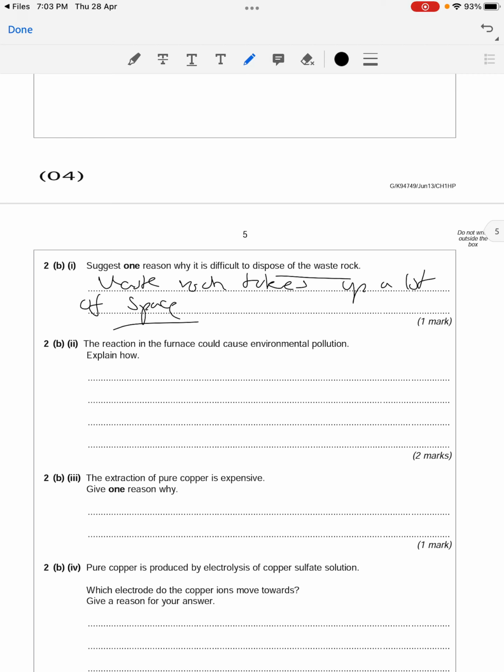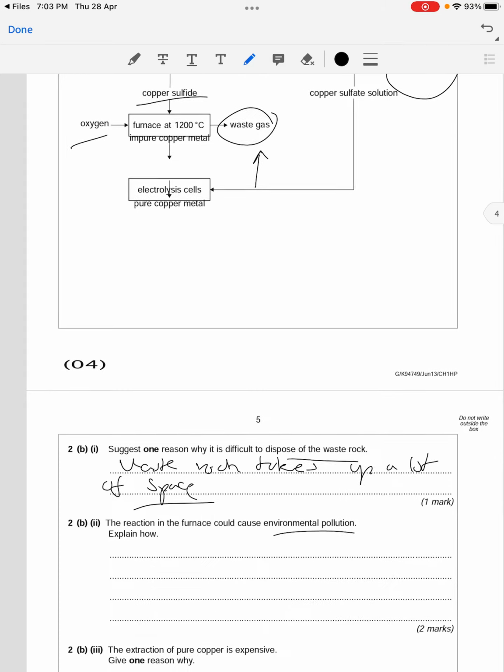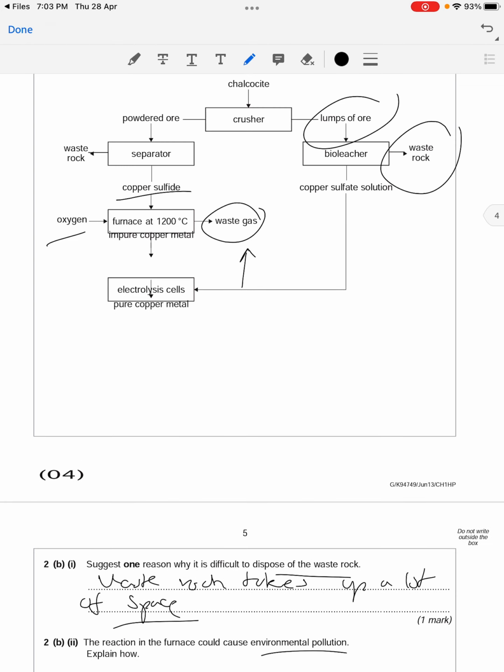Now, the reaction in the furnace could cause environmental pollution. Explain how. Looking at the diagram, you have to understand how this can cause environmental pollution, right? You can see that copper sulfide reacts with oxygen and it can produce a waste gas. Now, this is an important key point, guys. You have to focus here on why it can cause environmental pollution. So mostly air pollution is caused, and the mention is waste gas.